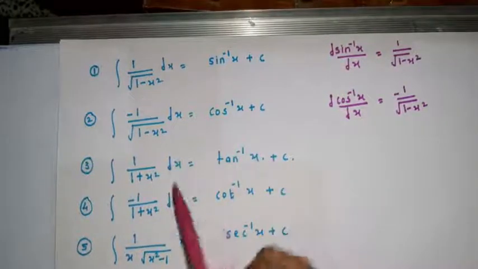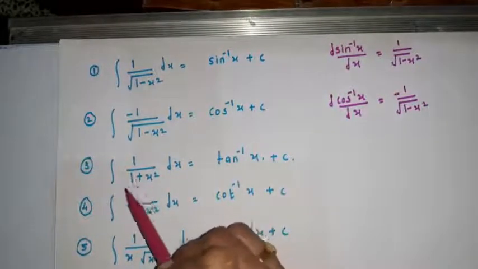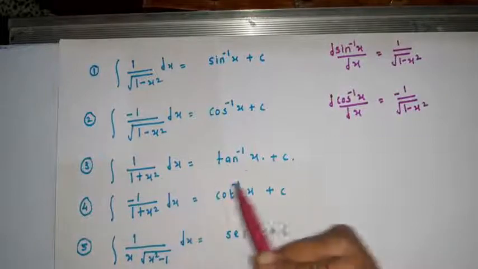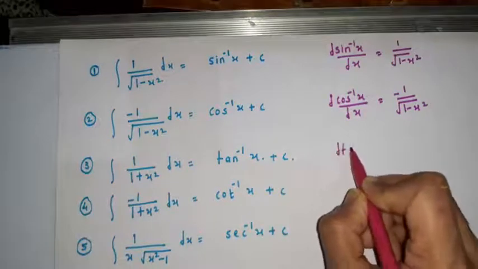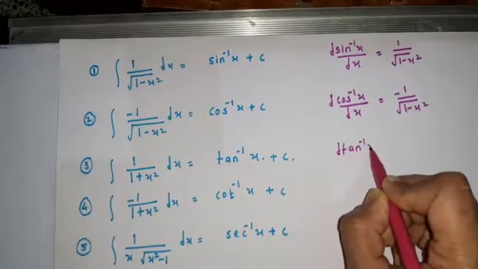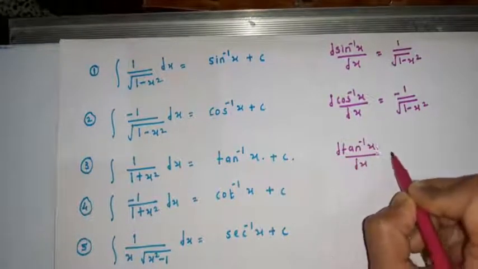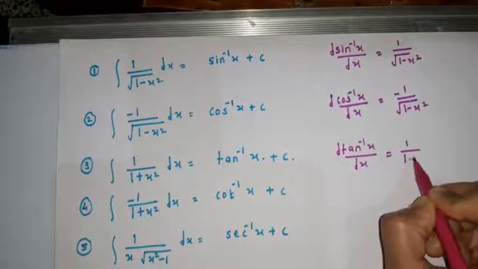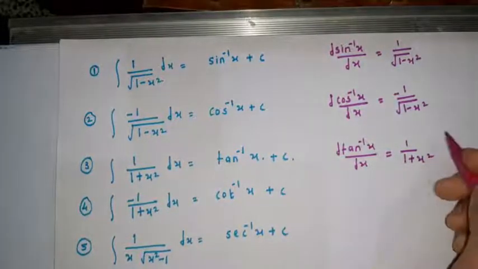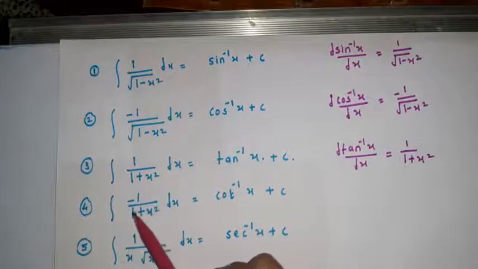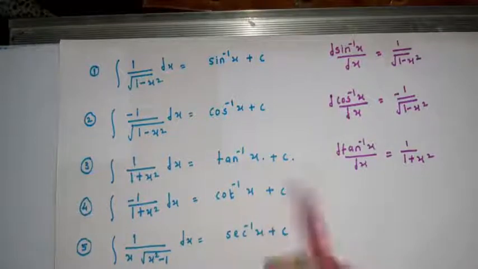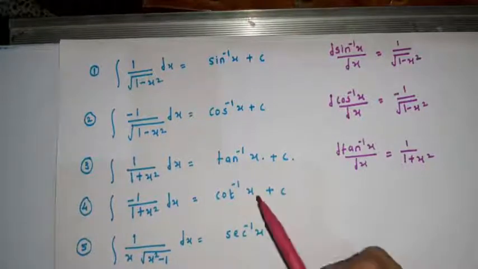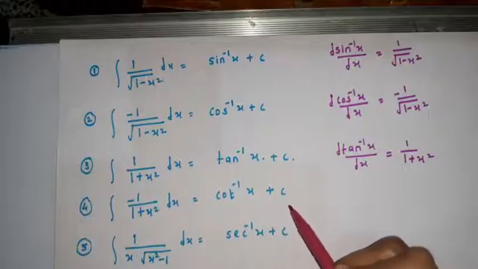Similarly, integration of 1 upon 1 plus x square with respect to x is tan inverse of x, because differentiation of tan inverse of x with respect to x is 1 upon 1 plus x square. Similarly, integration of minus 1 upon 1 plus x square with respect to x is cot inverse of x plus constant of integration c.